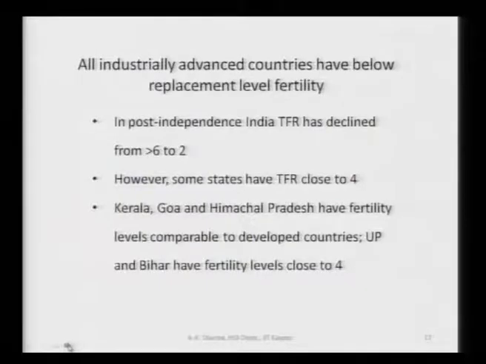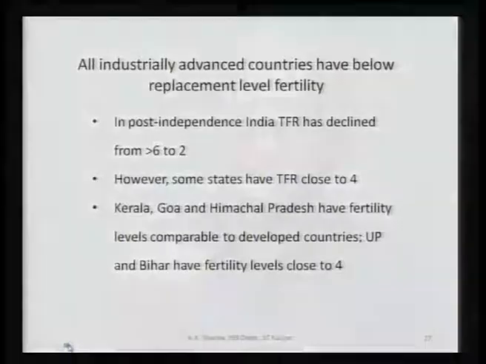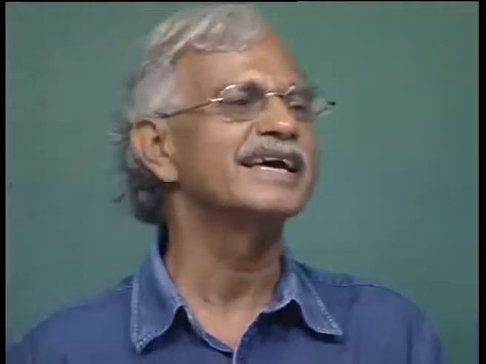I sometimes say in India you have both an Africa and also a Europe. The states on the other side of the Vindhyachal may be called the Europe of India. In almost all South Indian states, fertility is low and mortality is also low. And in almost all the North Indian states on this side of Vindhyachal, you have high fertility and high mortality. So, states like Kerala are the Europe, they constitute the Europe of India, and the states like Bihar or Uttar Pradesh, they are the Africa of India, where fertility is close to 4.